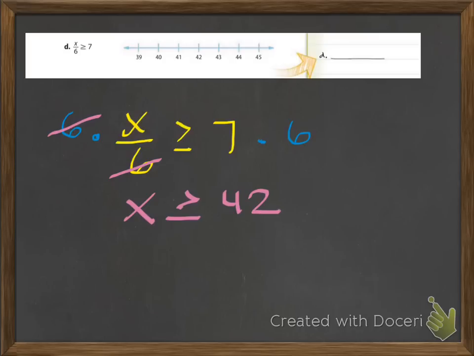So now we're going to write that on our answer line here. X is greater than or equal to 42. Then we're going to look on our number line. We're going to first start with an open circle. Yep, there's a line under there, so we need to make sure to close that circle up because it includes 42. And remember, x is all the numbers that are greater than or equal to 42, so that means that our line needs to go to the right.